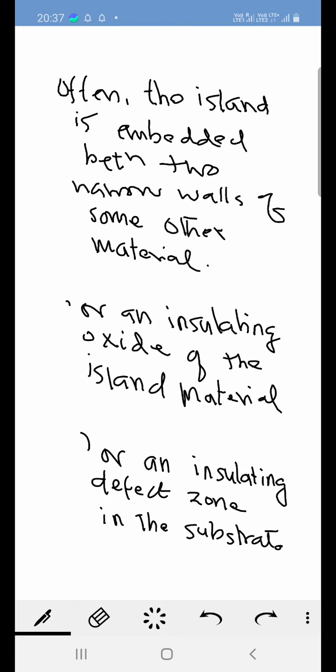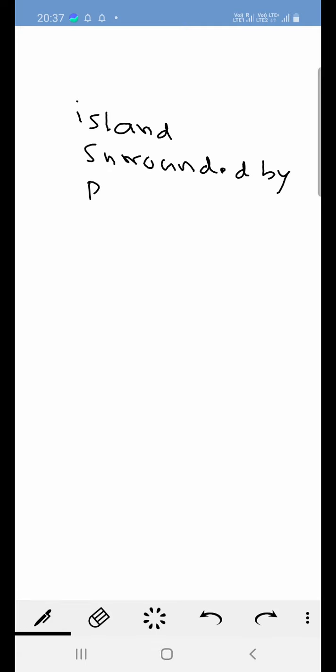So, in any case, the island is surrounded by potential energy barriers. In all three cases, it's common that the island is surrounded by potential energy barriers, which impede the movement of electrons in and out of the island.